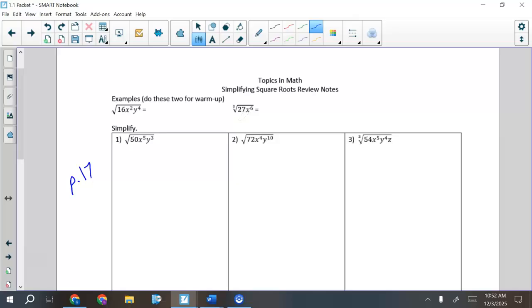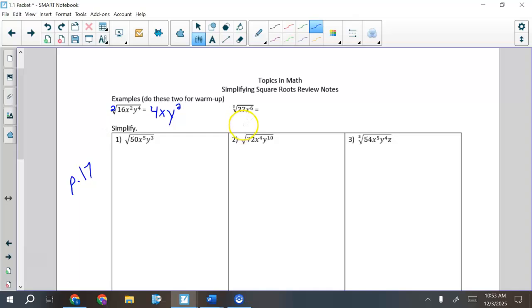So what we can do is just take the square root of each of these individually. If we take the square root of 16, that would just be 4. The square root of x squared, for the variables, you can just divide the exponent by that number out front. Since it was a 2, 2 divided by 2 would be 1. So now it's x to the first. And then y to the fourth, the square root of y to the fourth, 4 divided by 2 would be 2, so y squared. So the square root of 16x squared y to the fourth would be 4xy squared.